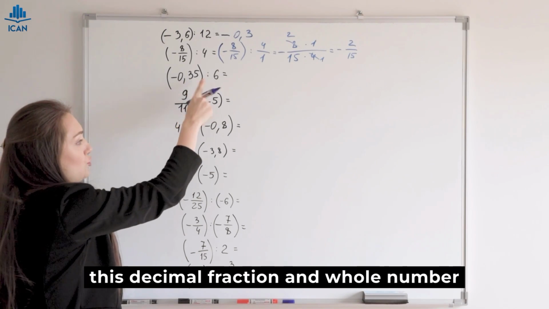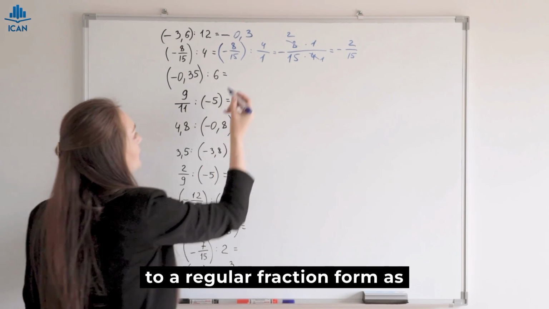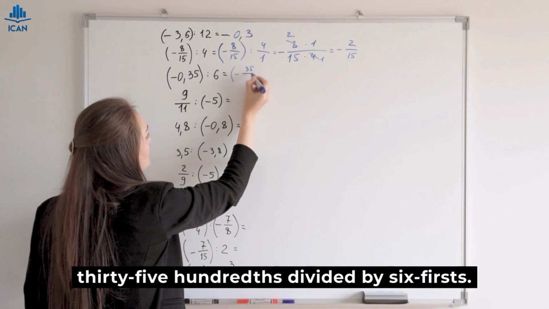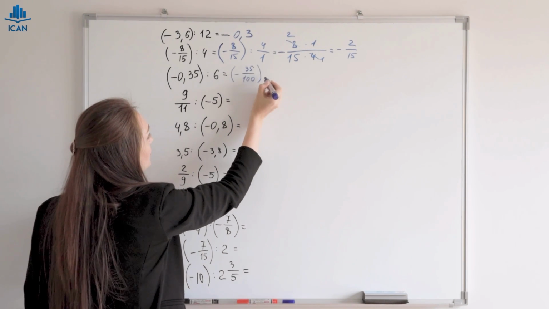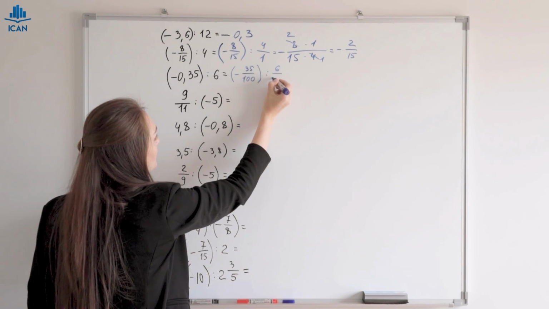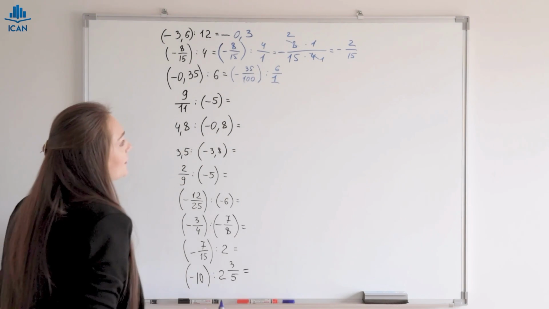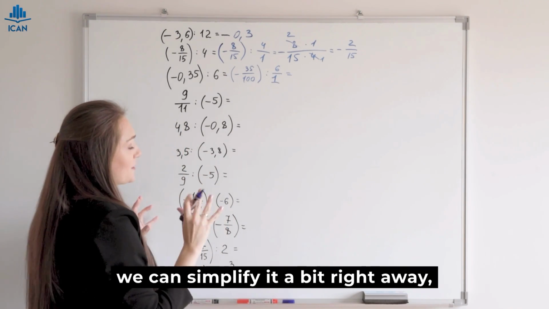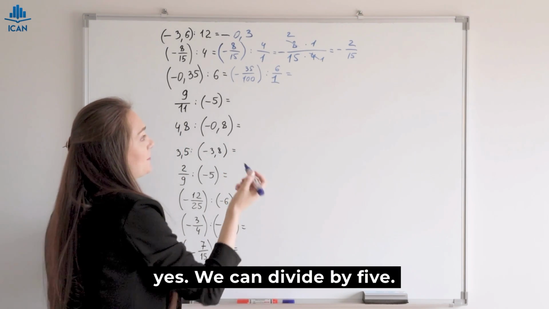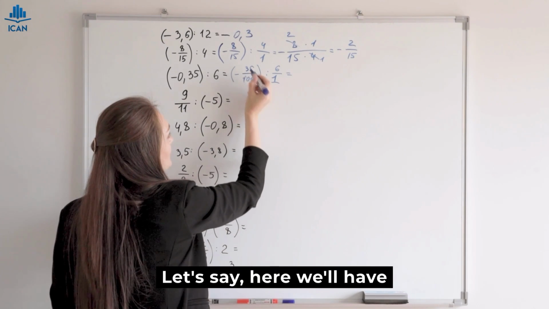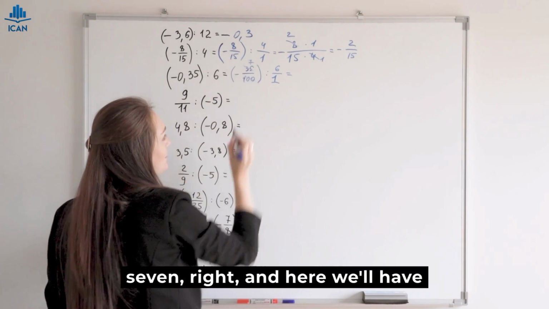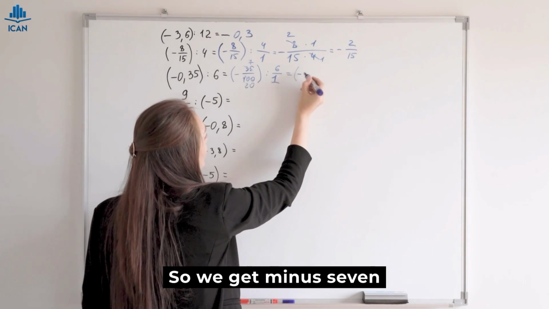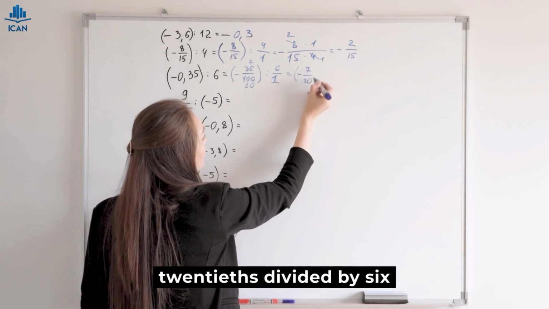Let's convert this decimal fraction and whole number to a regular fraction form as well. Negative 35/100 divided by 6/1. All right, let's do it like this. Here we can simplify it a bit right away. Yes, we can divide by 5. Let's say here we'll have 7, right? And here we'll have 20. So we get minus 7/20 divided by 6/1.